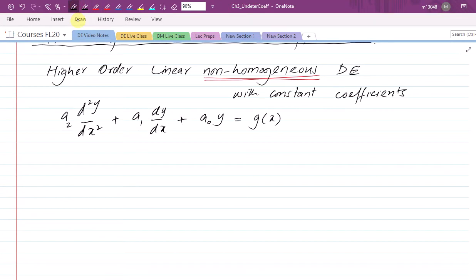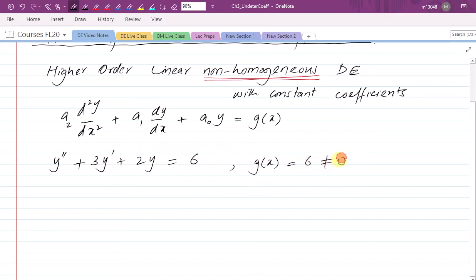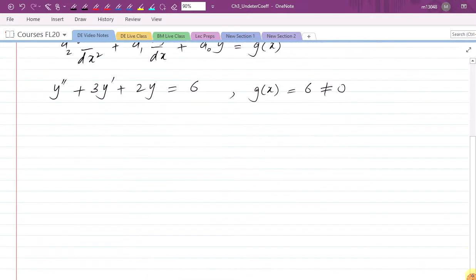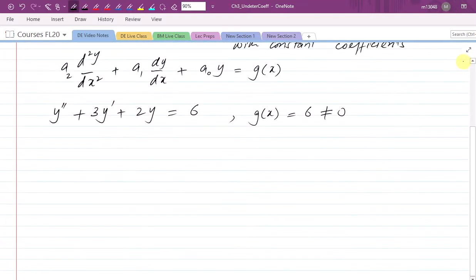For example, let's say our equation is y double prime plus 3y prime plus 2y equals 6. So here our g of x equals 6, which is not 0. So this equation is non-homogeneous. So how do we solve this non-homogeneous equation? We already know how to solve the homogeneous equation. So we will divide this question into two parts.